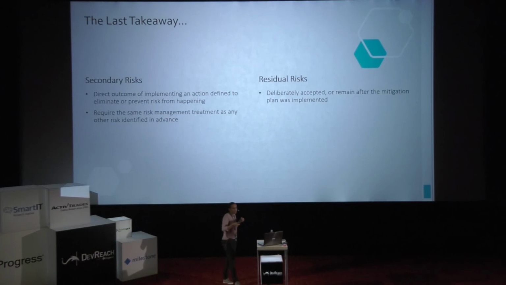They are deliberately accepted risks. They remain after everything is done about them, but the team is okay with it. And usually, you don't have to do anything about them. But if you choose to handle them somehow, you can just make a contingency plan for them. The last risks I mentioned are also known as leftovers.